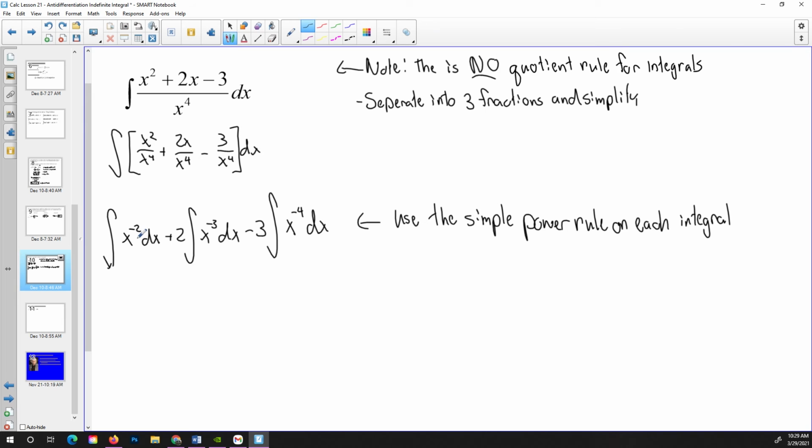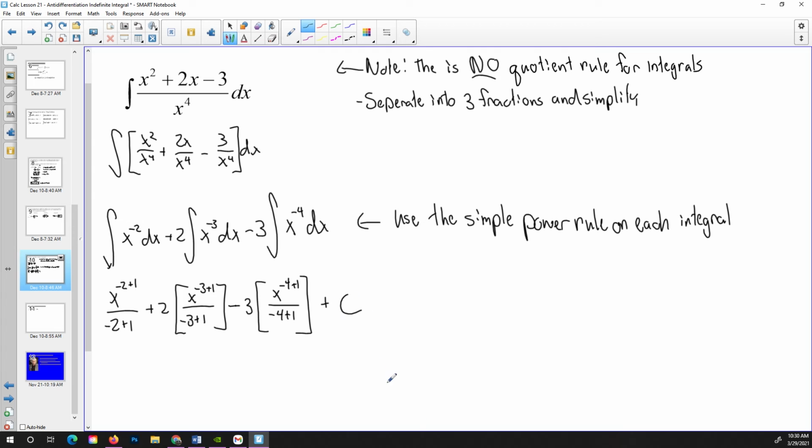So to integrate this first expression, I'll have x to the -2 plus 1 over -2 plus 1, plus 2 times the integral of x to the -3 plus 1 over -3 plus 1, minus 3 times x to the -4 plus 1 over -4 plus 1. And again, they were 3 separate integrals, so they would all need their own separate constant, but we don't know what any of those constants are, so I'm just going to put them all together right there.